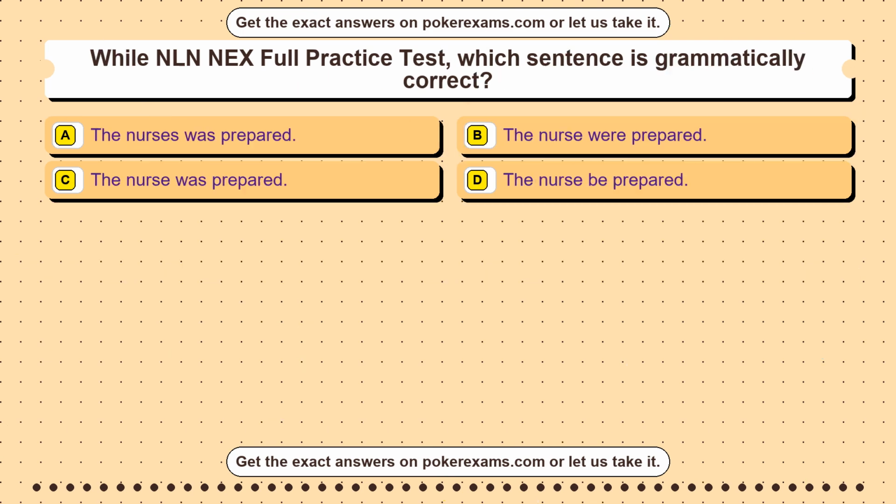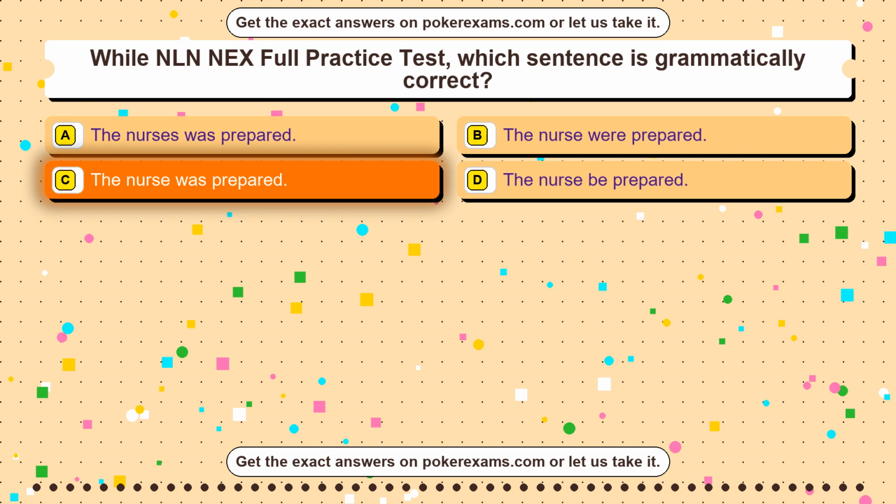Question 17. While get functions practice, which operation undoes multiplication by 5? Option A divide by 5. Option B add 5. Option C subtract 5. Option D multiply by 10. The correct answer is option C.